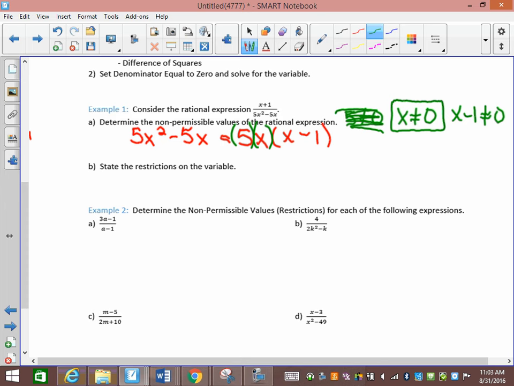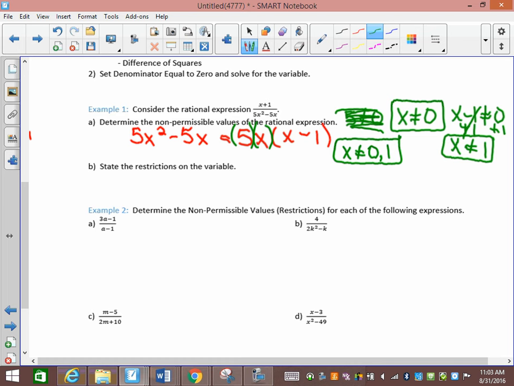So this one we're not done. We still have a step left. We can add that 1 over here. So I'm going to add 1 to both sides, and x can't equal 1. So what are my NPVs? X can't equal 0, comma 1. You can put them together like this.